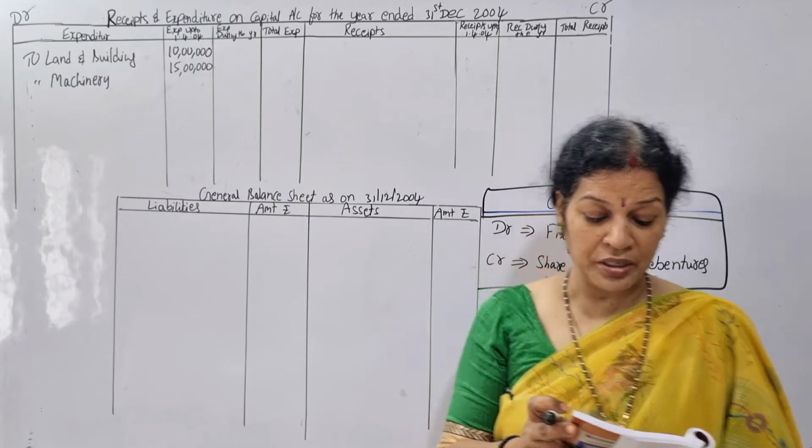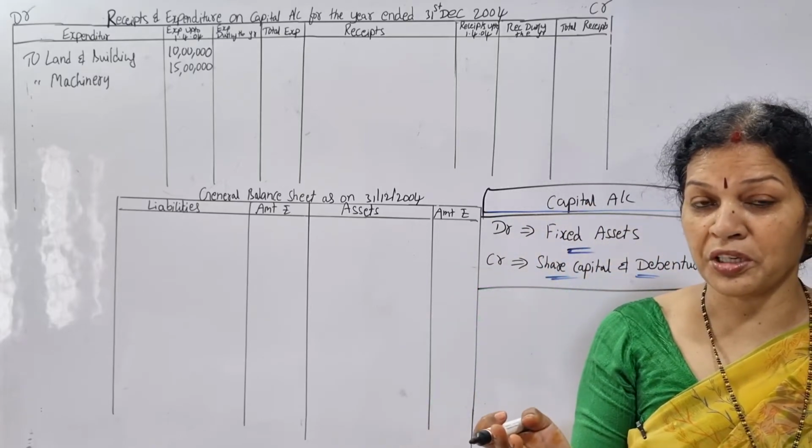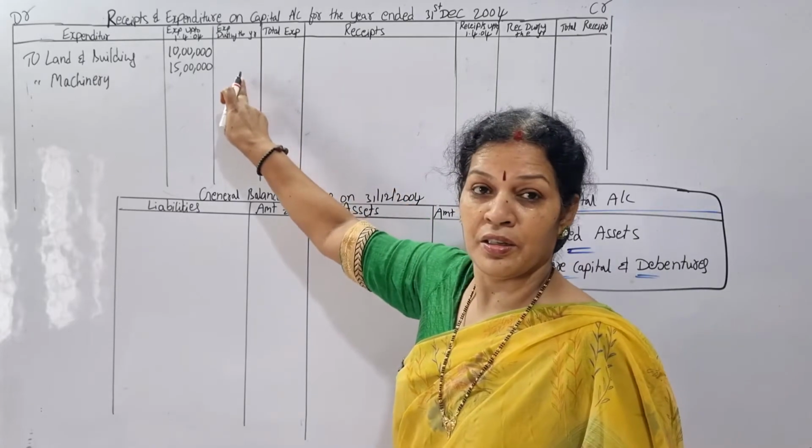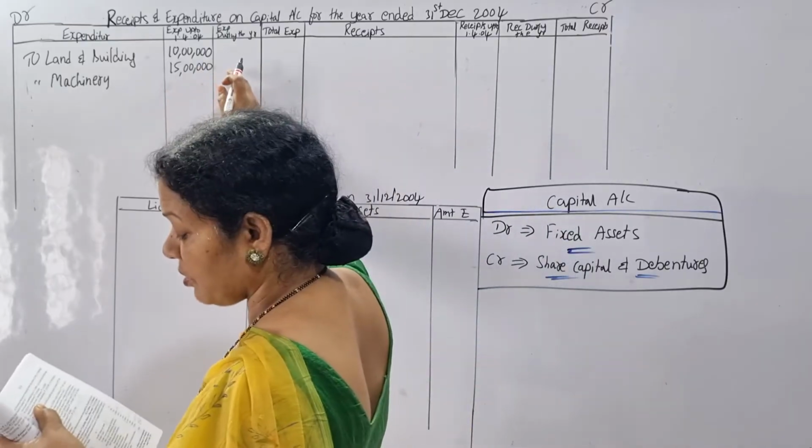Next, additions during the year. Machinery additions: 3,50,000. Additions means here during the year. How much? 3,50,000.